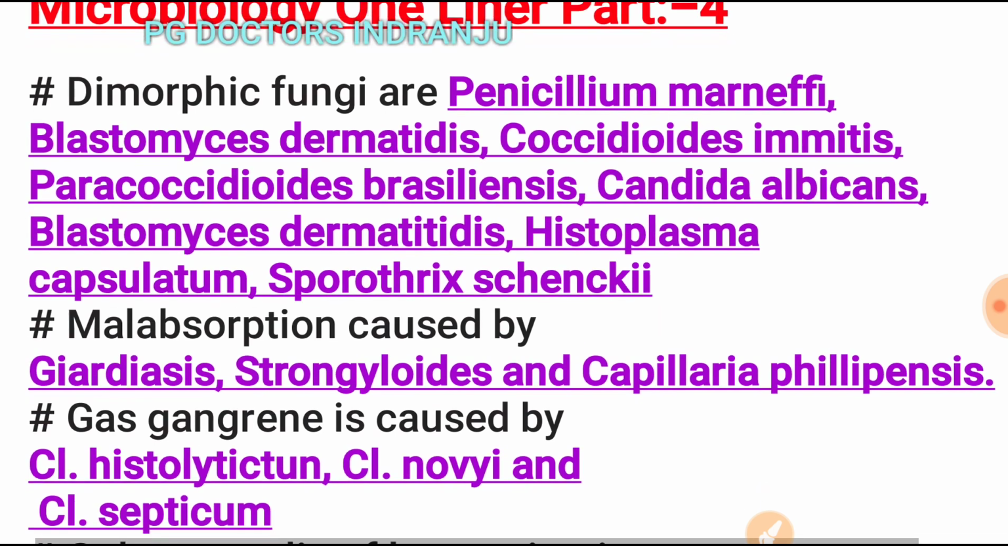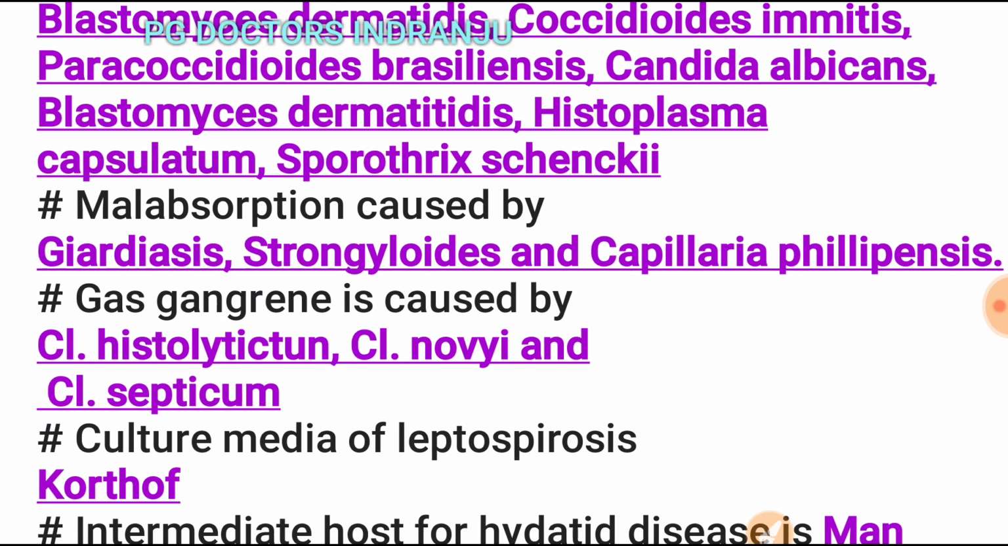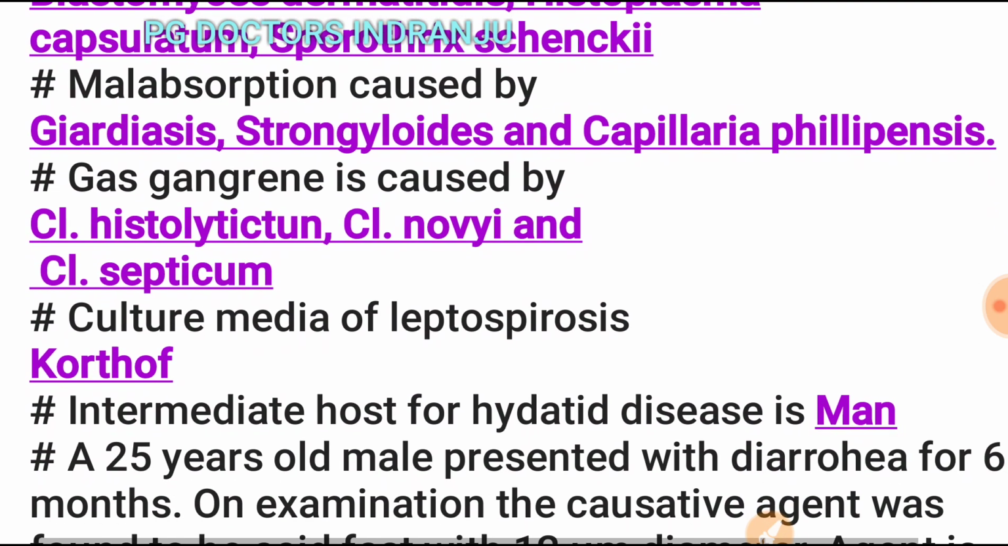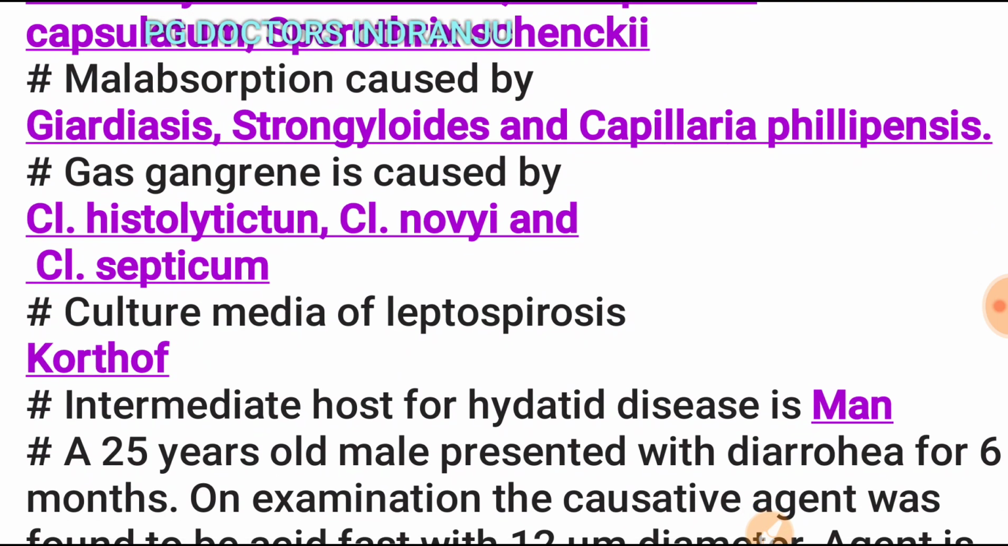Next is malabsorption syndrome. Malabsorption is caused by organisms such as Giardia, Strongyloides, and Capillaria philippinensis. Another question: gas gangrene. The causative organisms of gas gangrene are Clostridium histolyticum, Clostridium novyi, and Clostridium septicum.